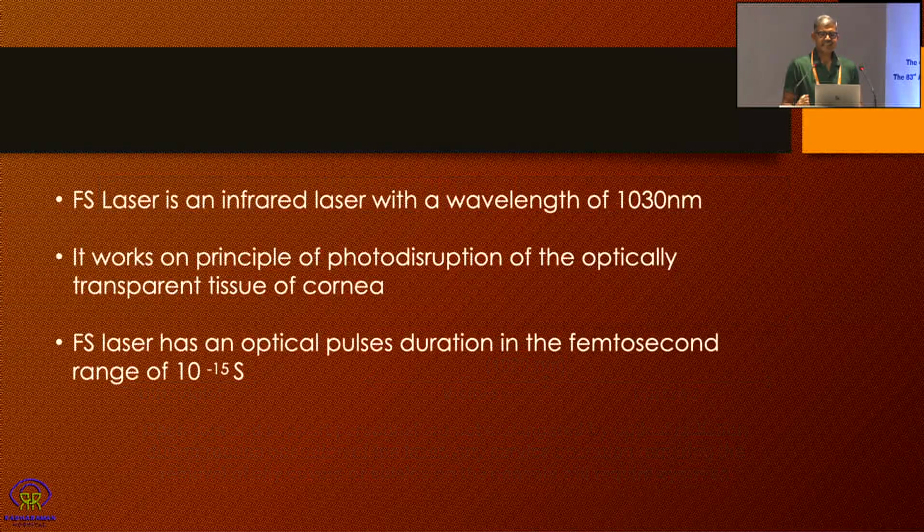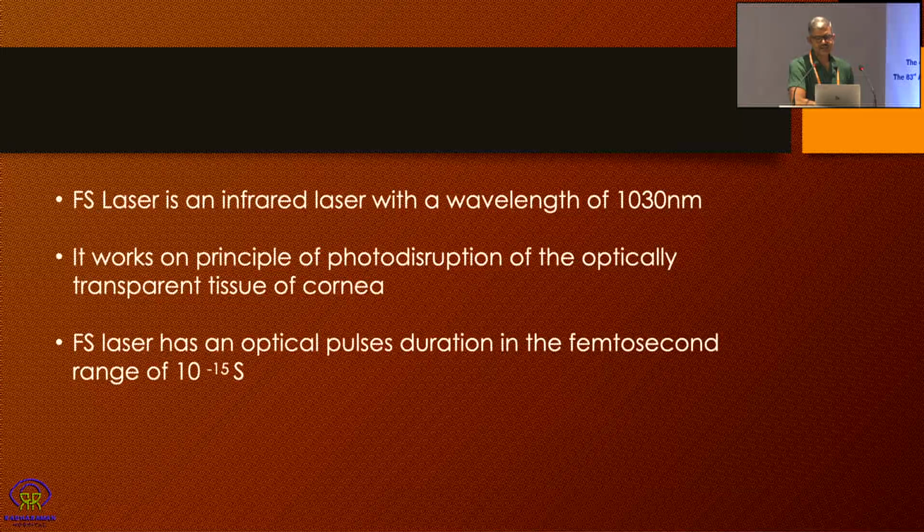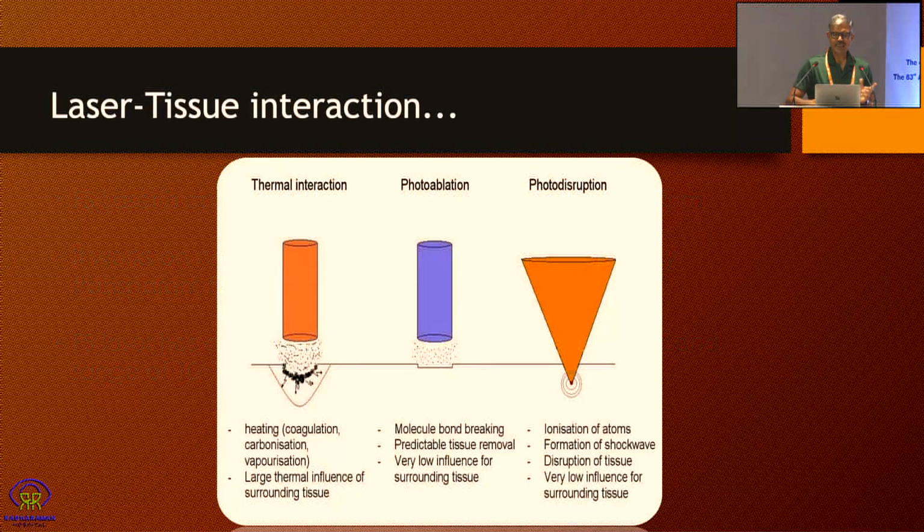Let's look at the science of femtosecond lasers. As we discussed, they have a wavelength of 1030. It works on the principle of photodisruption. Now, laser has three basic properties. One is thermal interaction, which is heating, basically coagulation, carbonization or vaporization, and it produces huge collateral damage to the surrounding tissues. So that's something we cannot use for cataract surgery. The second is photoablation, which is basically molecule bond breaking. This is what we do in refractive procedures: predictable tissue removal and low influence on the surrounding tissue.